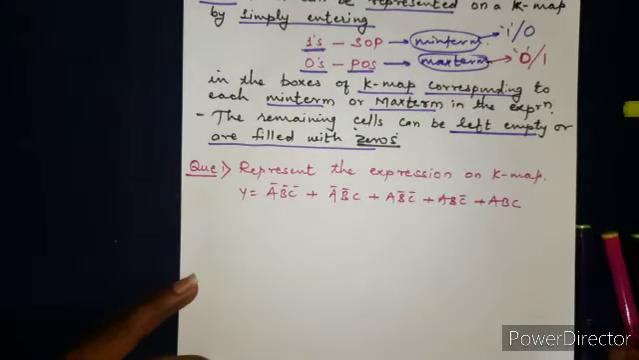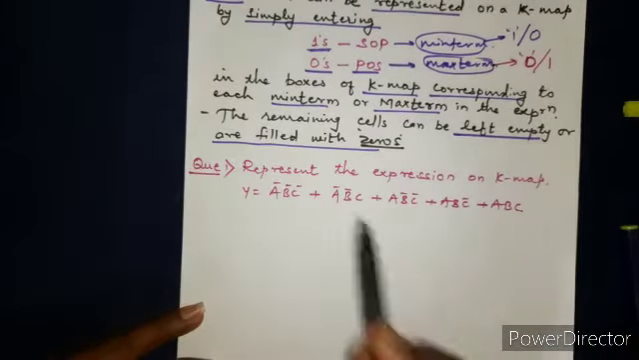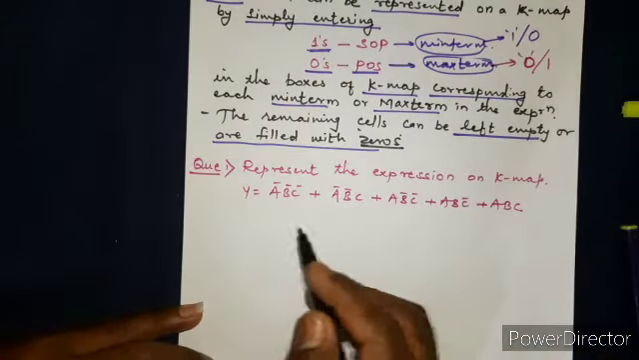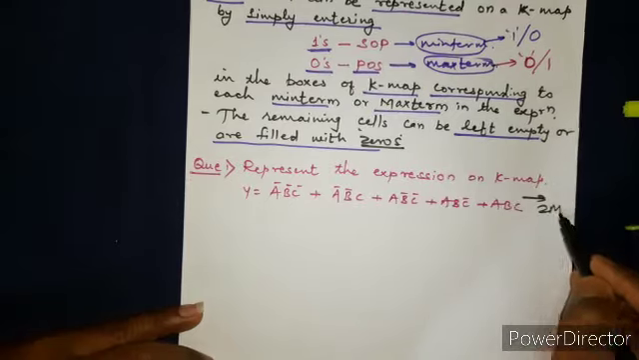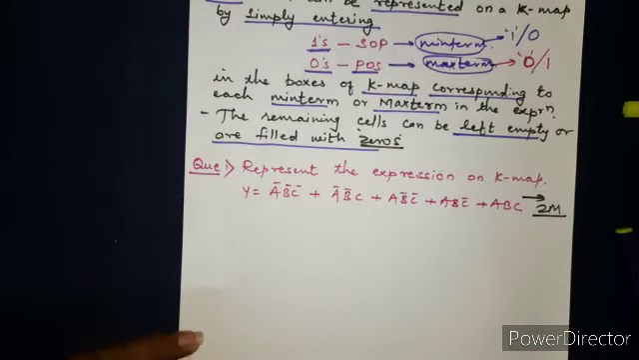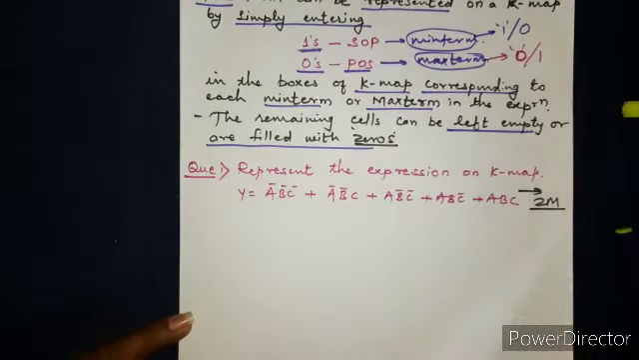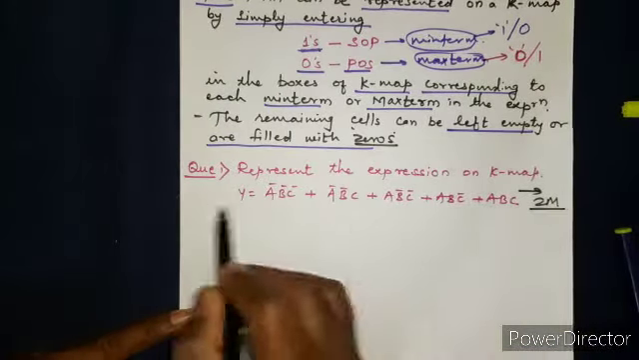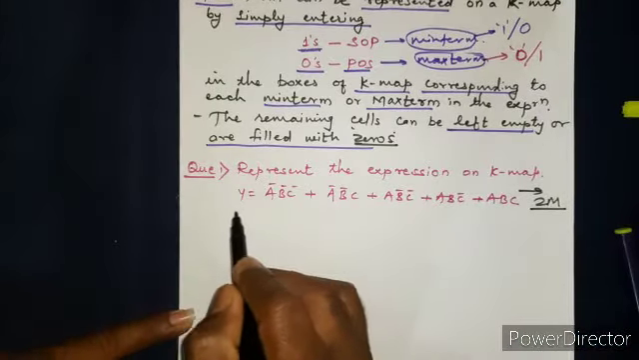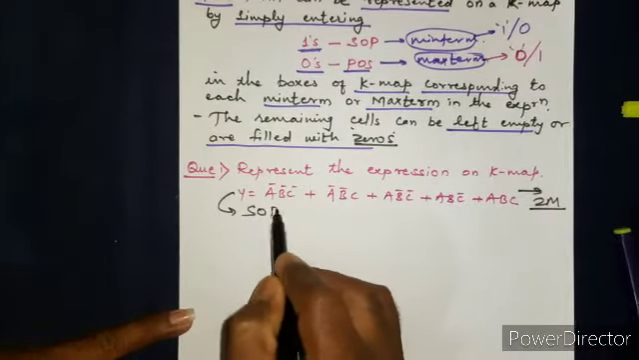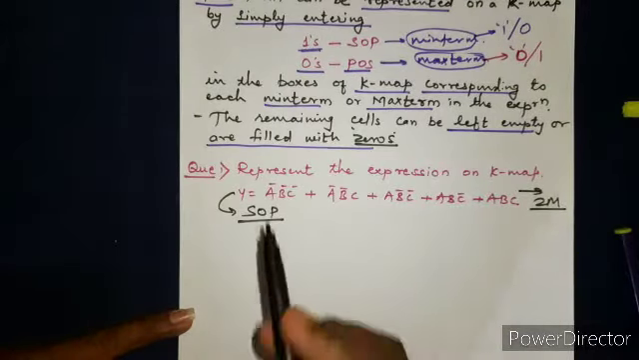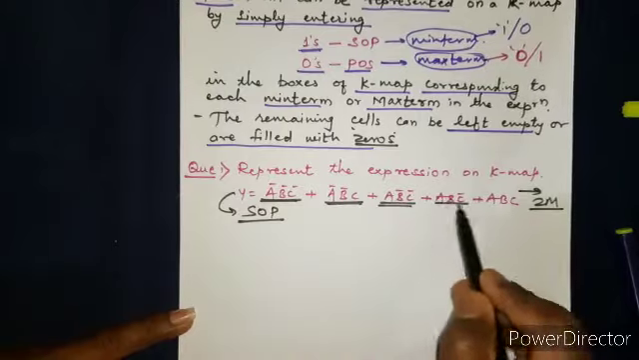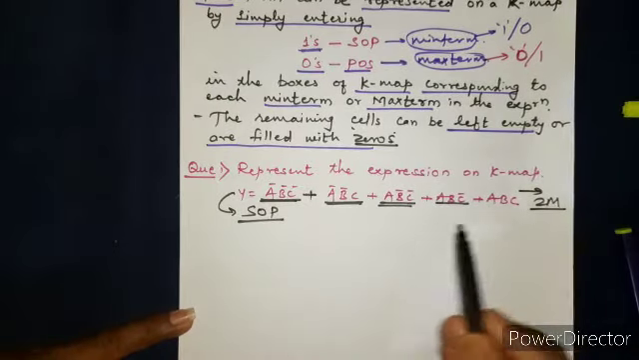We have this example. Represent the expression on K-map. Now this can be asked for 2 marks because you are supposed to simply represent this equation in the K-map. Now if you look at this expression, then this expression is in the form of SOP. Now why SOP? Because these are product terms, min terms, and they are summed.